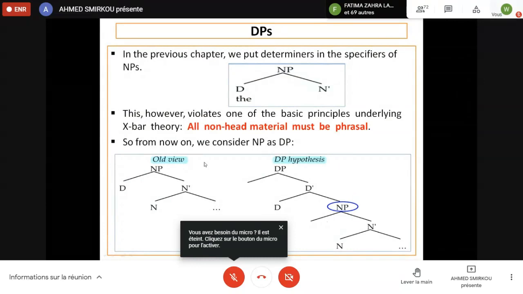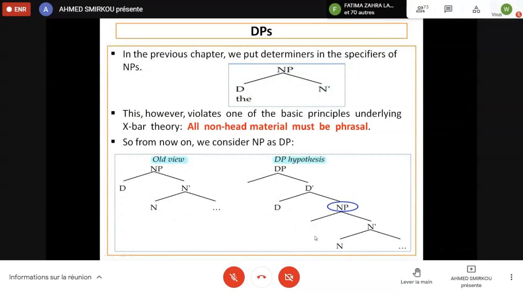Forget about the old view. You have to adopt this one. Whenever you have a noun phrase, you should start with DP, D bar, D, NP. For example, if we have "the man," we should write DP, D bar, D. The, we'll write "the" here, then NP, N bar, noun, "man."